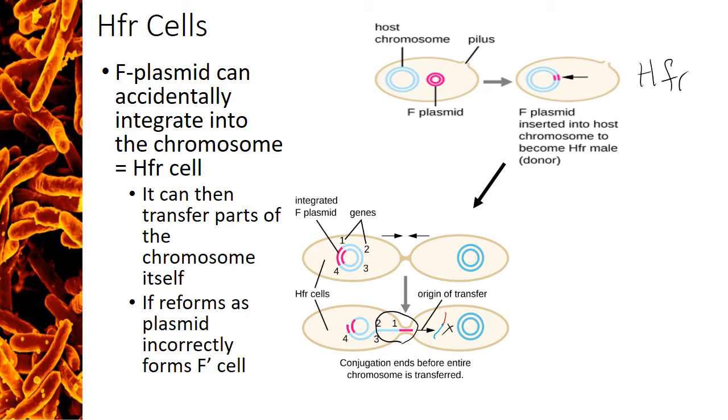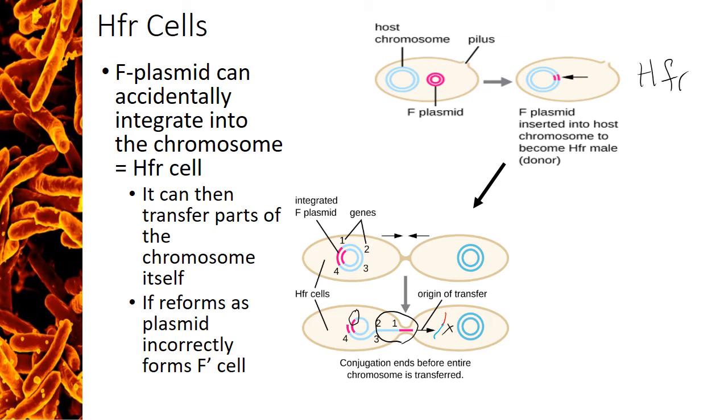HFR cells are able to transfer not just the F plasmid genes, but also whatever genes were on the chromosome that got pulled through that sex pilus at the same time. However, because part of that F plasmid was still on the chromosome at the other end, it never fully makes it into the new cell, and so those F negative cells remain F negative. They don't get a fully functional F plasmid after this transfer.